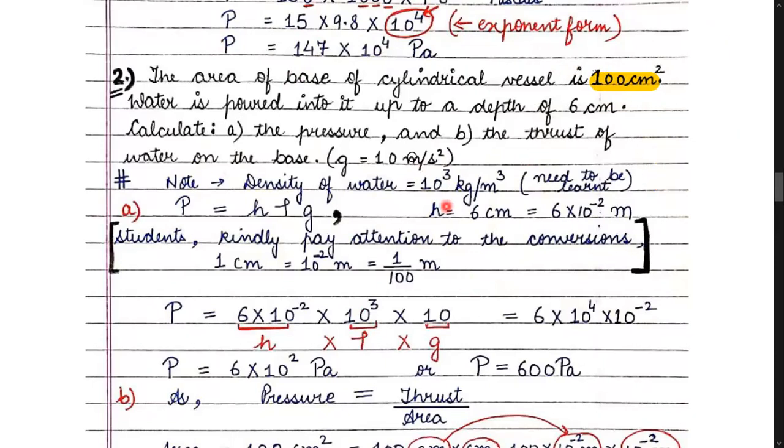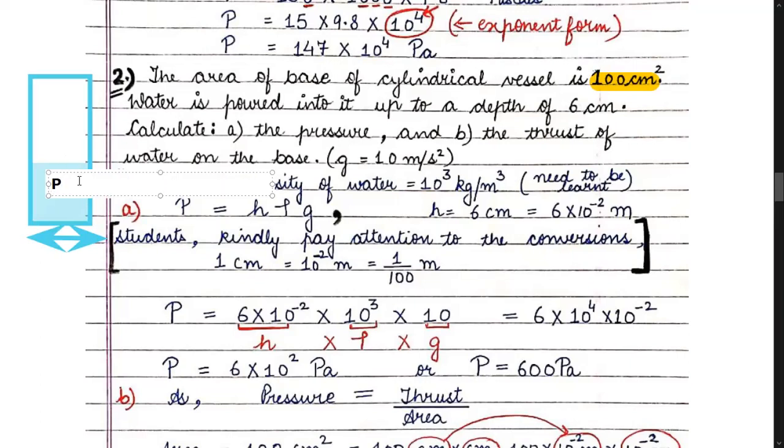So suppose you are having a container, and the base of the container is 100 centimeter square. And you have poured water in it up to a depth of 6 centimeter. So find the pressure and the area and the thrust, sorry. We know pressure is force upon area also. And we know the pressure due to depth. What is the formula of pressure due to depth? H rho G. So P is equal to H rho G.